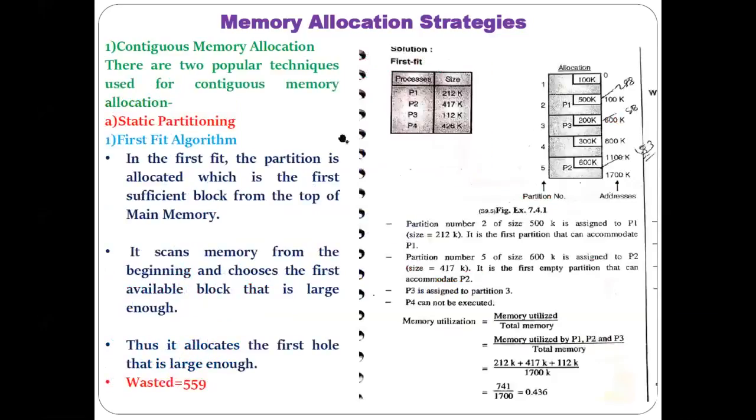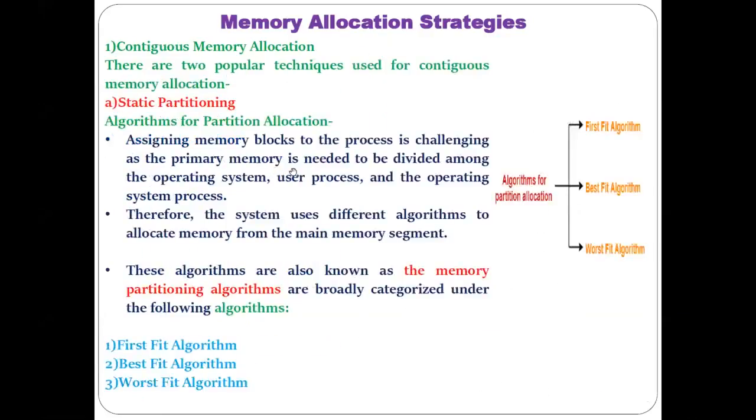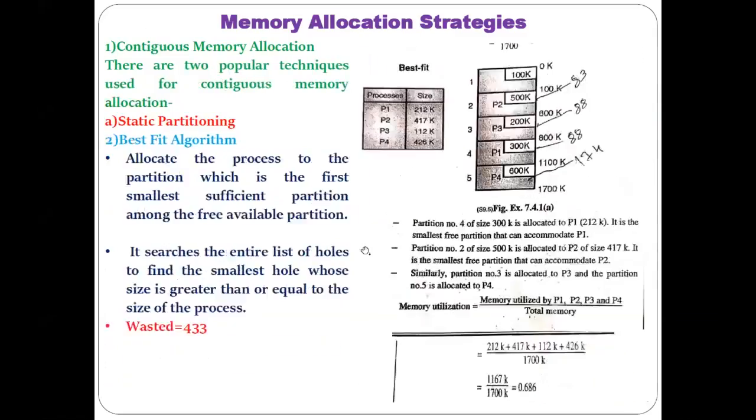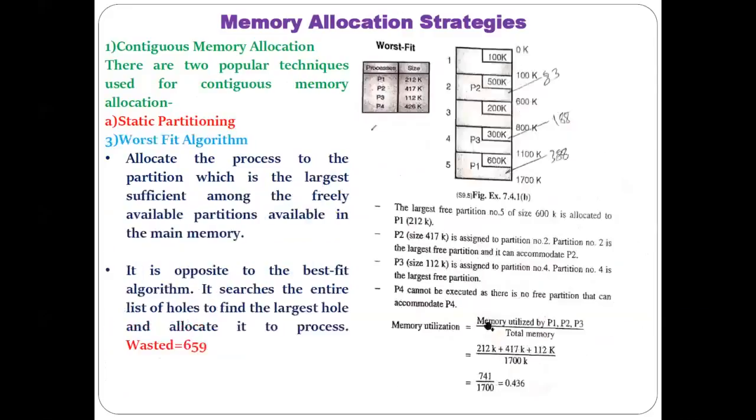Related to that, you must have understood static partitioning also. Now, for contiguous memory allocation, the remaining part is variable size partitioning, and two important concepts we have to see: internal fragmentation and external fragmentation. We are going to discuss that in the next lecture.